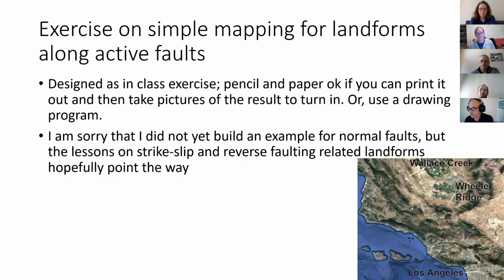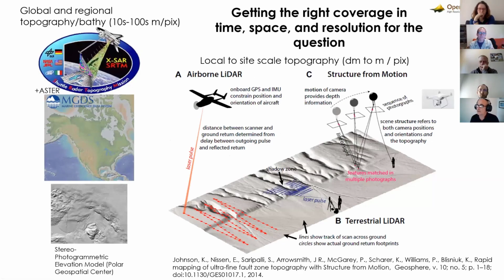Okay, so the 2 places, this is in Southern California: the strike slip examples are from the Wallace Creek area on the San Andreas, and the reverse faulting cases are from Wheeler Ridge, which is part of the transpressional domain adjacent to the San Andreas. A couple other introductory points. One is about the data.